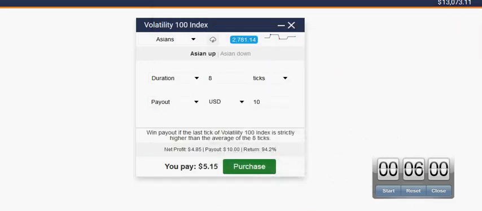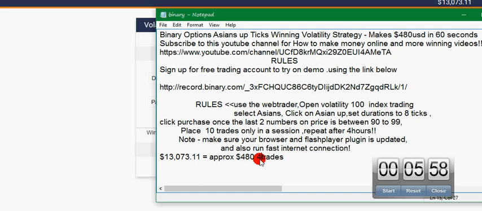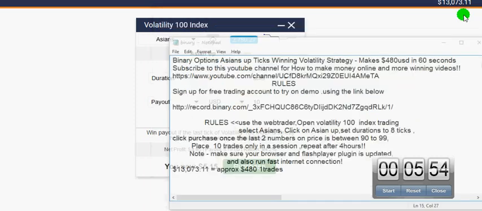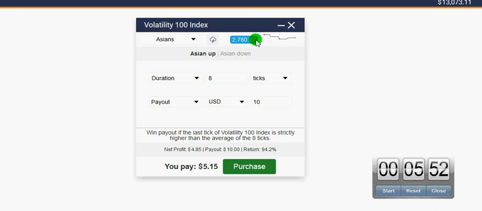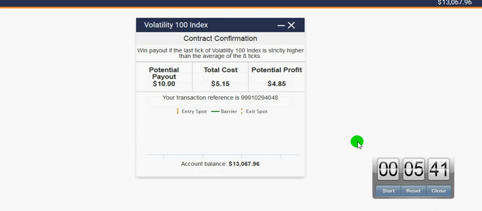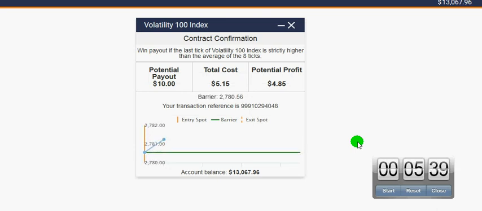And remember, we're going to be placing 10 trades in this strategy. So we're going to do our trade number 1 right now. You have to watch the last two numbers. 92, we click on purchase. Like I said earlier, we're going to be experiencing some loss in this strategy, but at the end of the day, we'll do the maths and see what we've made after the whole trading session.